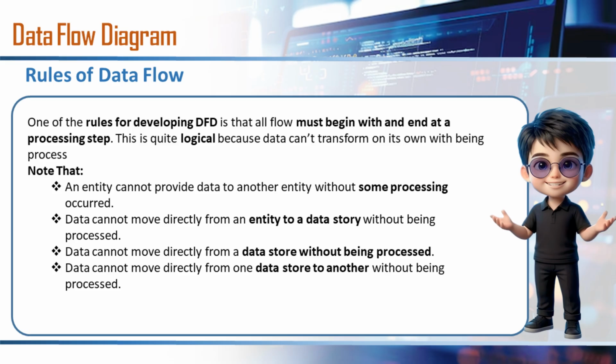Note that an entity cannot send data directly to another entity without some processing occurring between them. Data cannot move directly from an entity to a data store without being processed first. Data cannot move directly from a data store to an entity without being processed first. Data cannot move directly from one data store to another data store without being processed first. In simple terms, data must pass through a process when it moves between entities and data stores. The process represents the action that transforms, validates, updates, or otherwise handles the data.